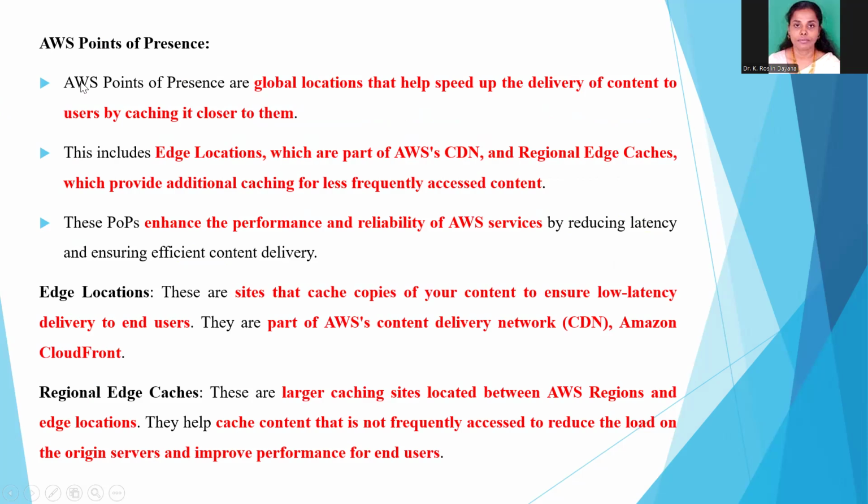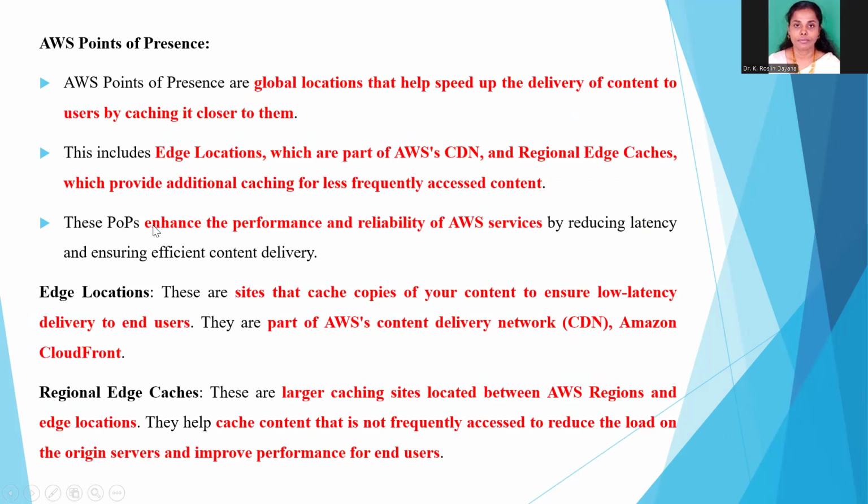And the last one is AWS points of presence in AWS Global Infrastructure. Points of presence are global locations that help speed up the delivery of content to the users by caching it closer to them. Each content will be cached closer to the end user. This is called points of presence. This includes edge locations, which are part of the AWS Content Delivery Network, and regional edge caches, which provide additional caching for less frequently accessed content.